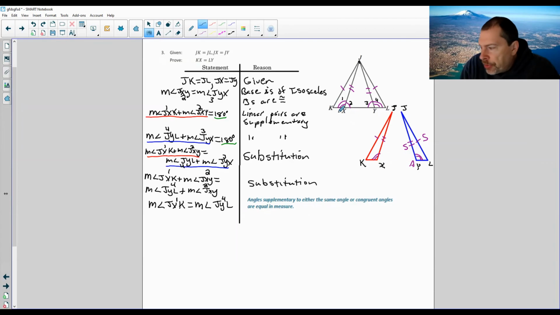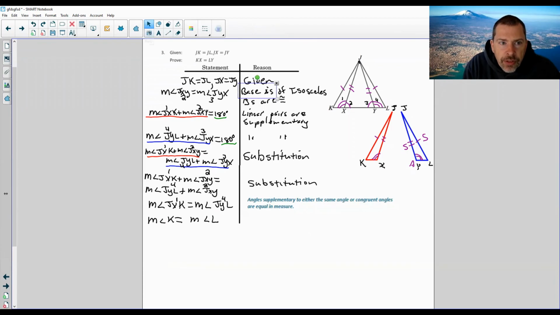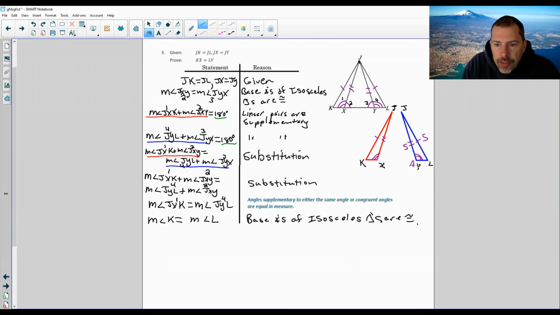The measure of angle K equals the measure of angle L, why? If you look at this big triangle, okay, JKL, that mark is congruent to that mark. So JK is congruent to JL, so that makes that an isosceles triangle. So now I can say the measure of angle K equals the measure of angle L. And the reason is right here. Base angles of isosceles triangles are congruent. Okay, so now I know that this angle is equal to this angle in measure. They're congruent.